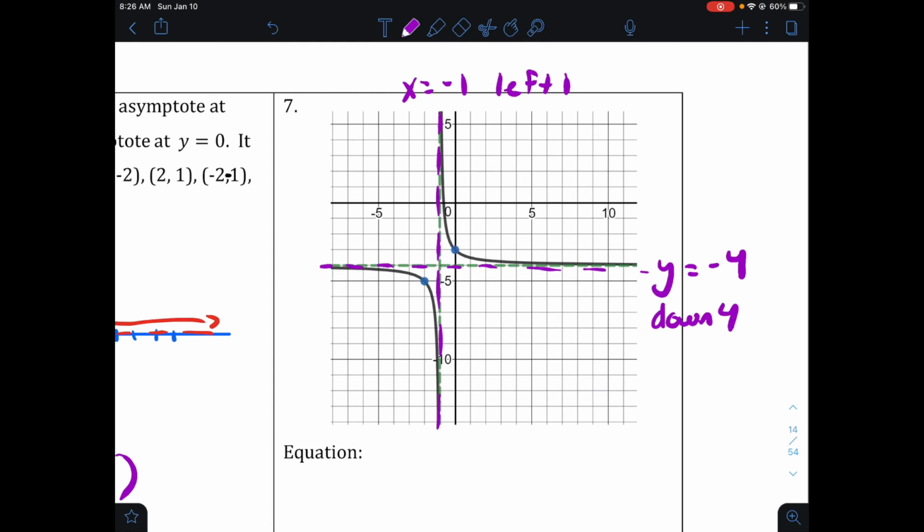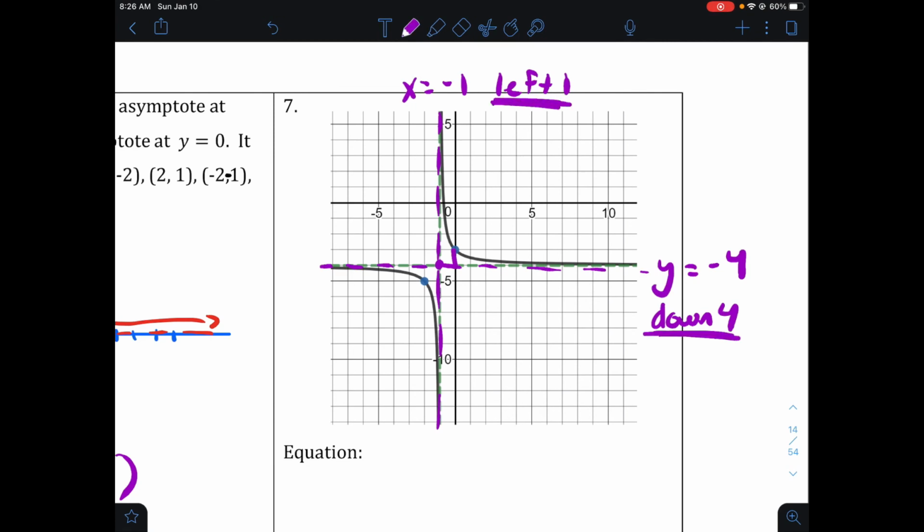Now let's go ahead. Was this reflected? No, this one wasn't reflected. How do I know it's not reflected? If it was reflected, we would have our graphs in these quadrants. Then we can check for a stretch or compression. If we go to the center, right, up 1, there is no stretch or compression. So our two transformations are going to be left 1 and down 4.